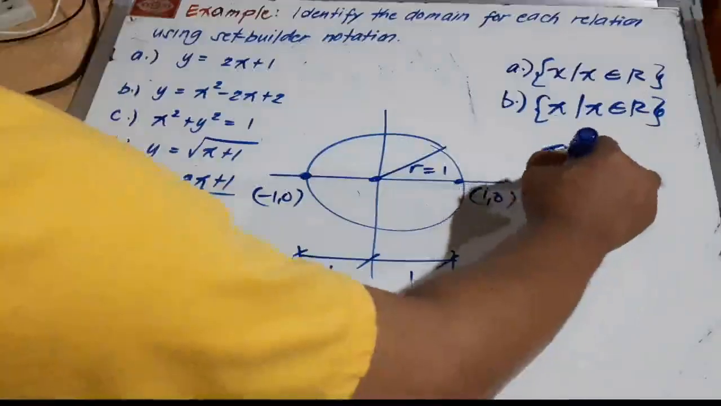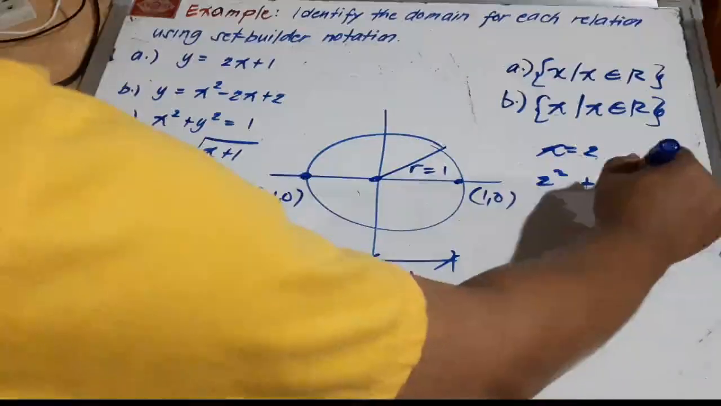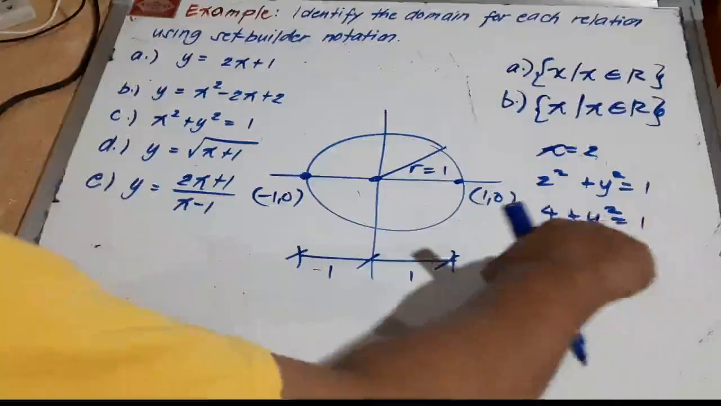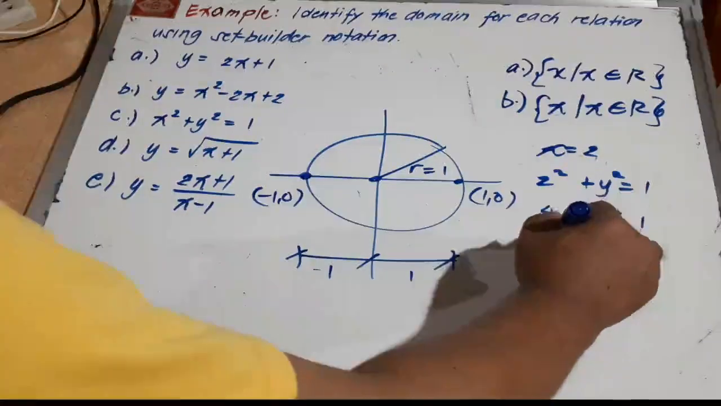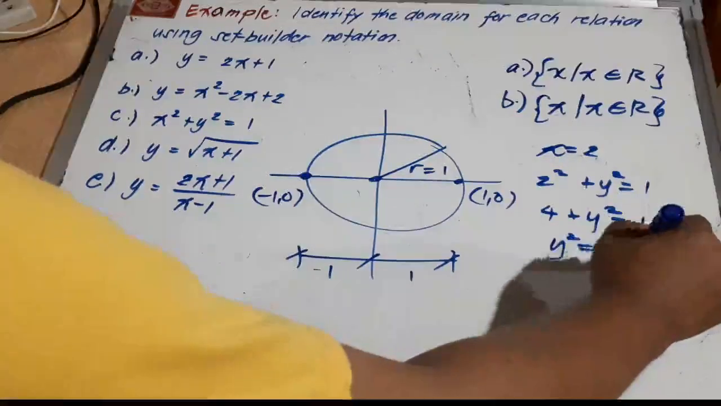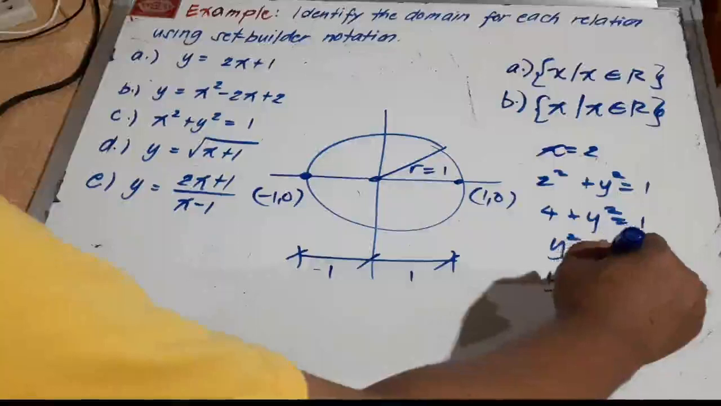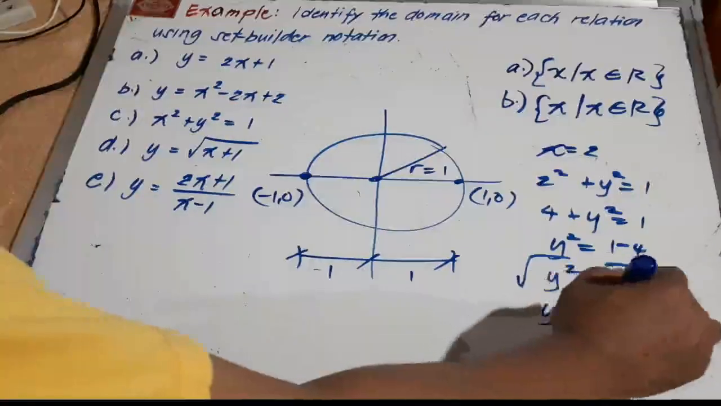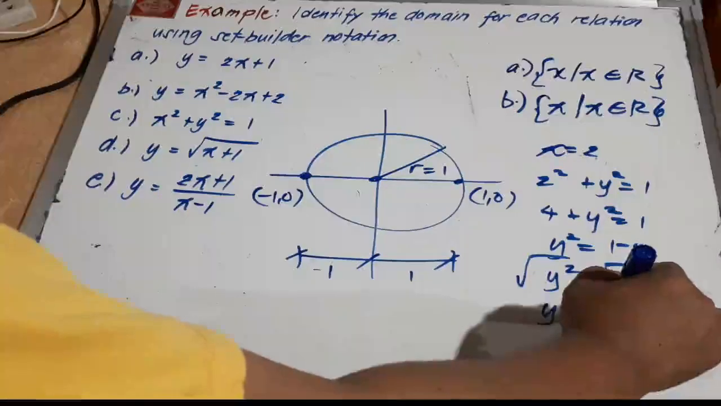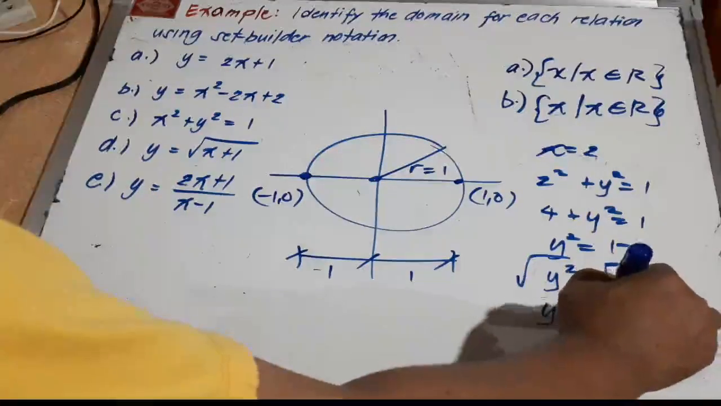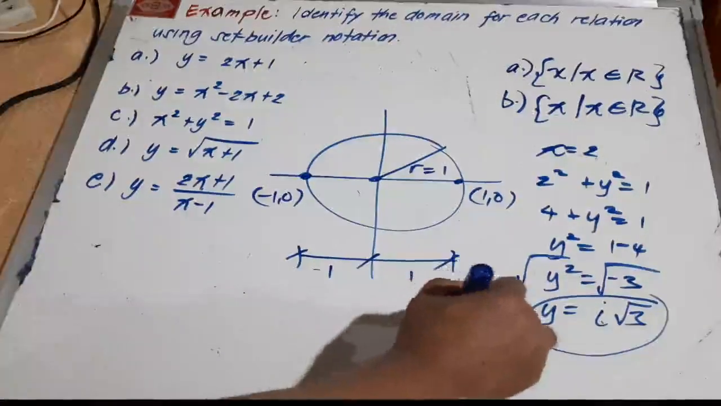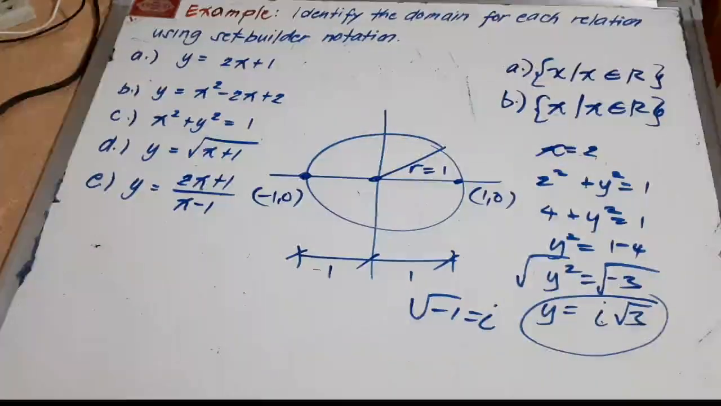we have 2 squared plus y squared equals 1. Diba? So, we have 4 plus y squared equals 1. Transpose 4, we have y squared equals 1 minus 4. We have y squared equals negative 3. Can you get the square root of a negative number? So, hindi pwede. That is i square root of 3, which is an imaginary number because square root of negative 1 is equal to i. Diba? So, hindi pwede.